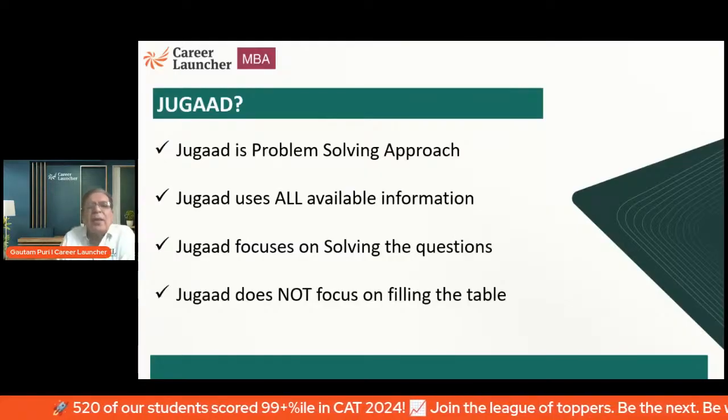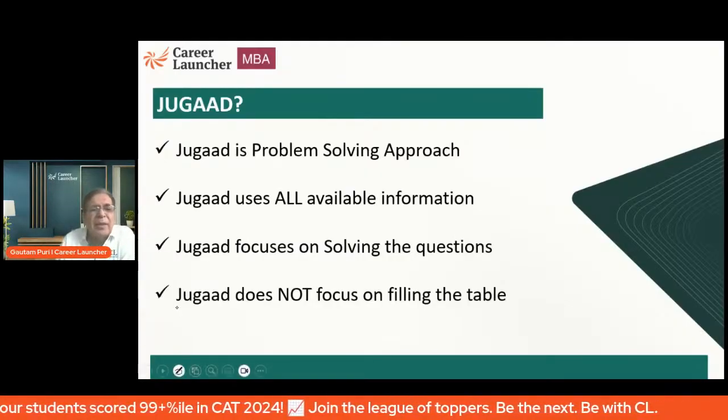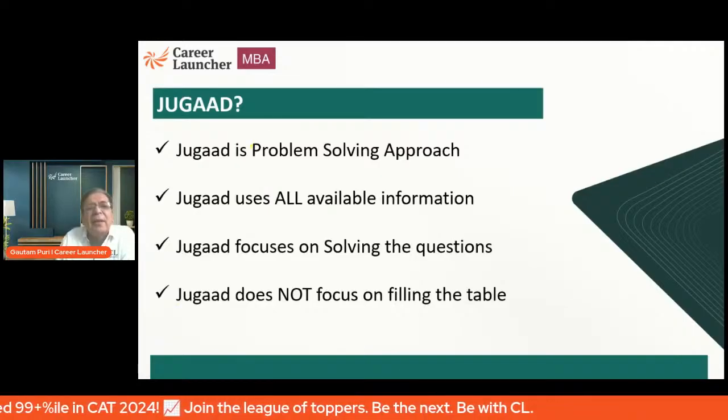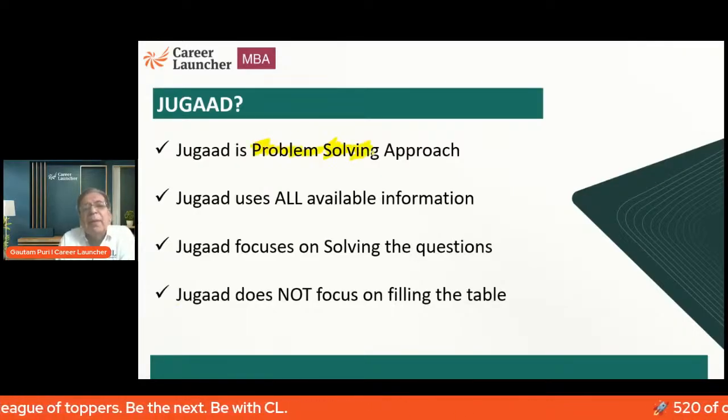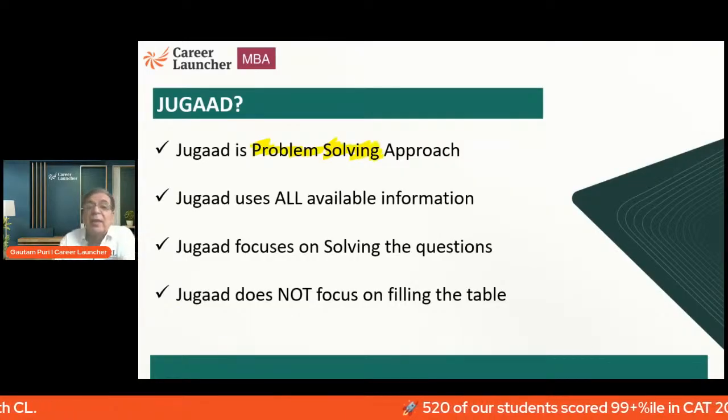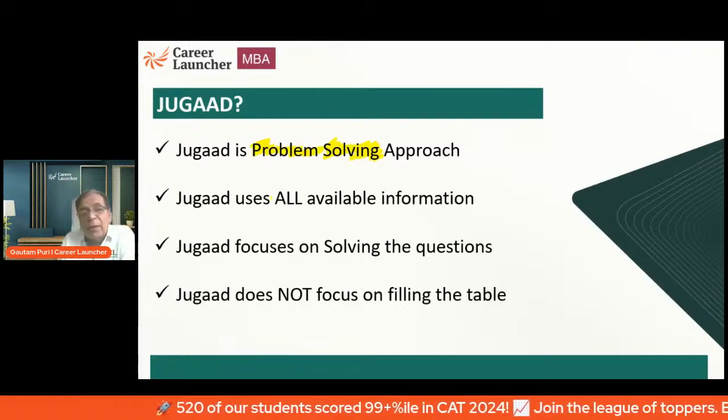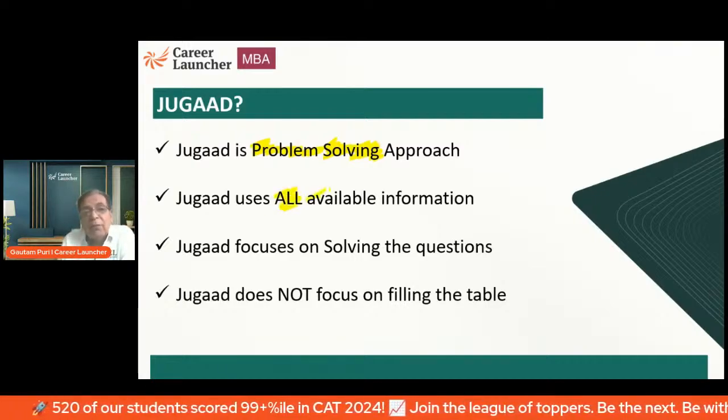So what is Jugaad? Jugaad is a problem solving approach. Please understand, this is not a shortcut technique as such. This is an approach of problem solving. Okay? Which means there's a definite method behind the madness. It is not कि कहीं पे भी कुछ भी लगा लिया and हर question के लिए अलग नहीं होता है. There's a basic process that has to be followed. And the basic processes, we will look at all available information.